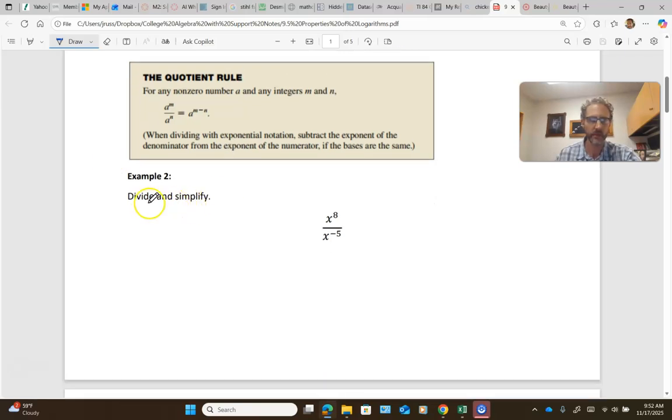Alright, so example 2 here, it says divide and simplify. Well, we just need to figure out what 8 minus negative 5 is. So we're subtracting a negative, so that's the same as adding a positive 5. And so this will yield x to the 13th power. Another way to think about this one is you could move this x to the negative 5th up to the top and it would become a positive 5. Then you could use product rule to obtain x to the 13th.